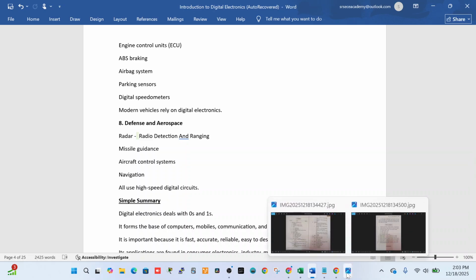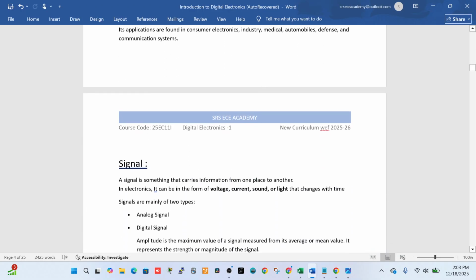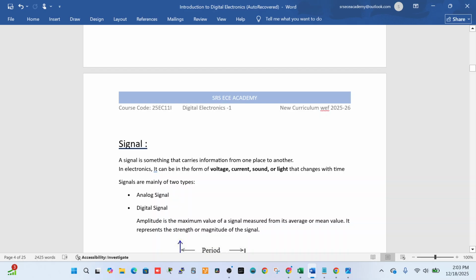Next here, signal. I have explained what is a signal. A signal is something that carries information from one place to another. A signal can be in the form of voltage, current, sound, or light that changes with time. You can write in your own sentence: a signal carries information from one place to another, in the form of voltage, current, sound, or light.